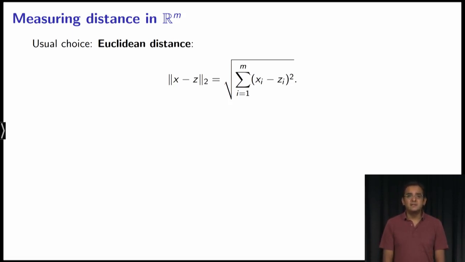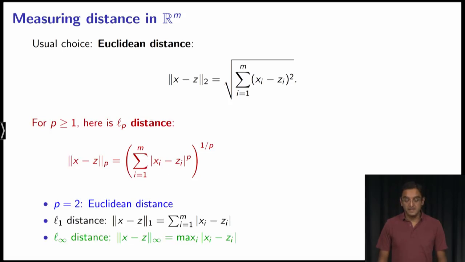But it turns out that L2 is just one member of a much larger family of distance functions called the LP distances. And here's the general form of an LP distance. So p can be any number from 1 to infinity. And to compute the LP distance between two vectors, x and z, you look at their difference along each coordinate, you raise it to the p power, you add this up across all the coordinates, and then you take the pth root of the whole thing.